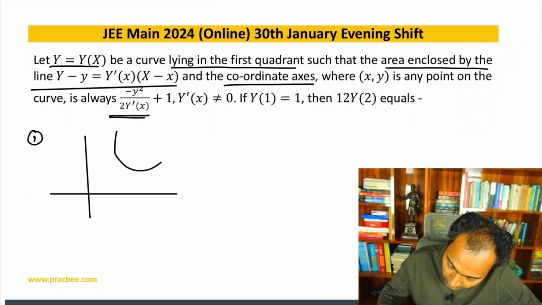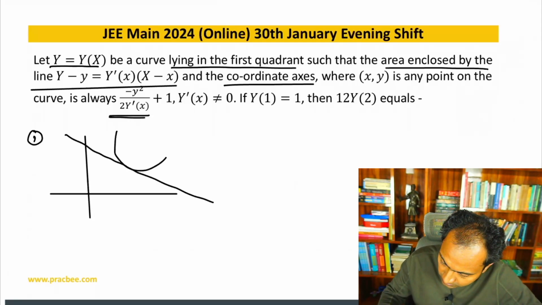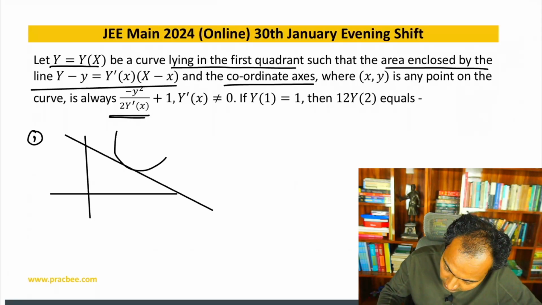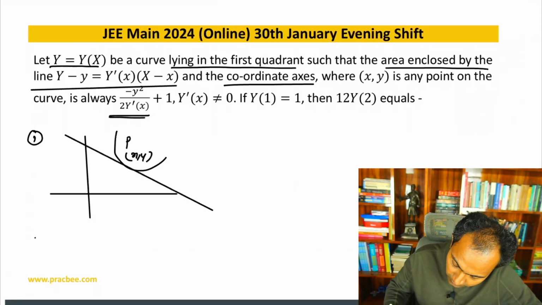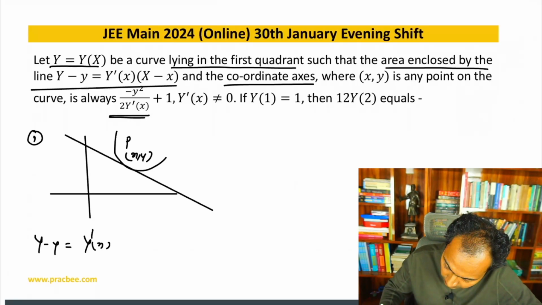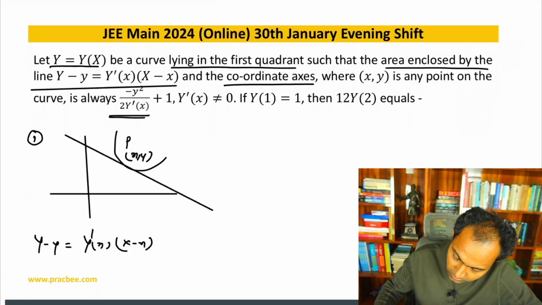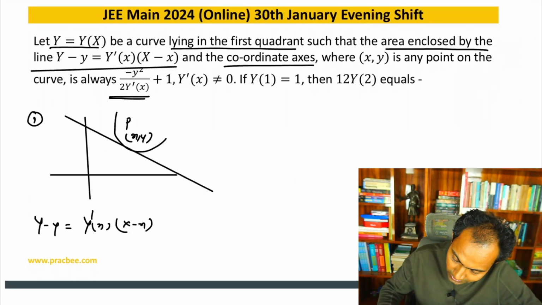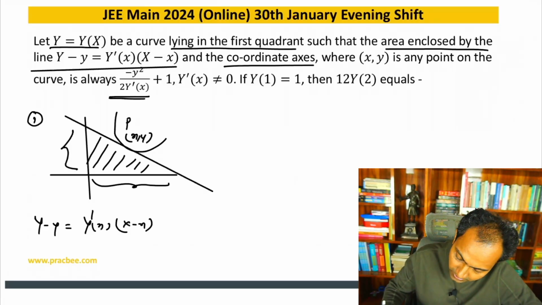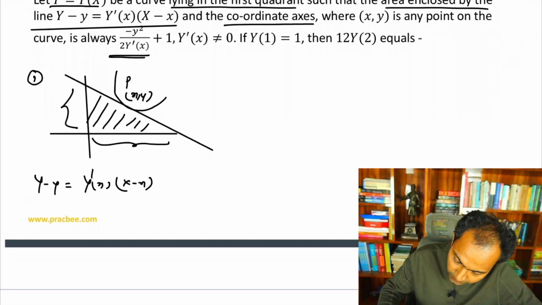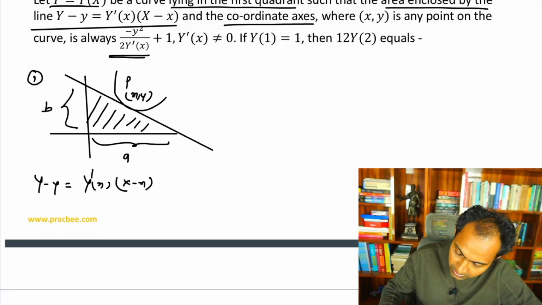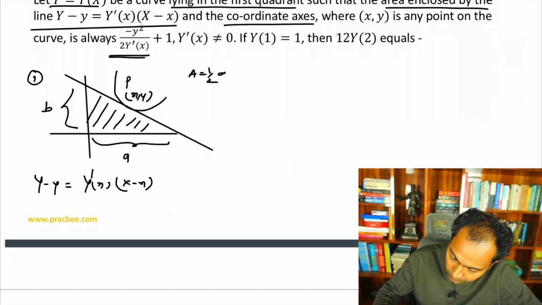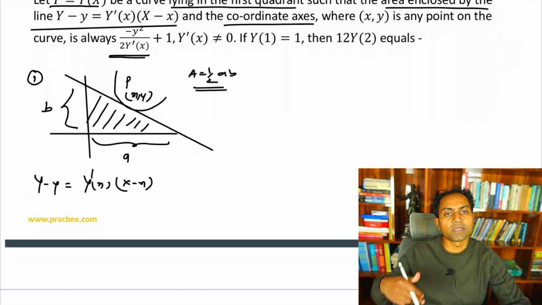Let us say that this is my curve. Then there is a tangent at a certain point, and this point can be considered as x comma y. This is a point P. And the equation of this tangent is given as nothing but capital Y minus small y is equal to y dash of x times (capital X minus small x). This is what is given to us. So if I want to find the area, that is this area, I will have to find this x-intercept and y-intercept respectively. Let us say that this is the x-intercept, this is the y-intercept, then the area is going to be half of AB. And this is what is given to us, and from here our next part will start.